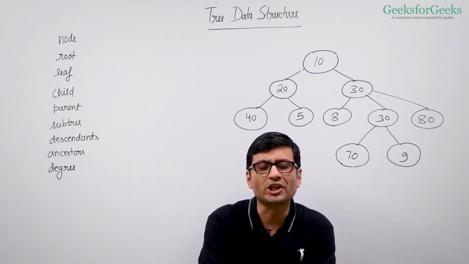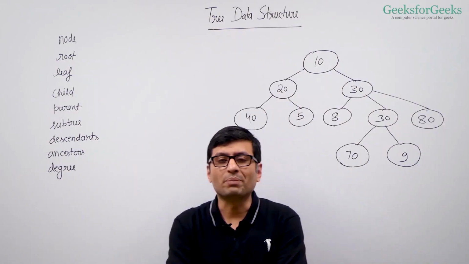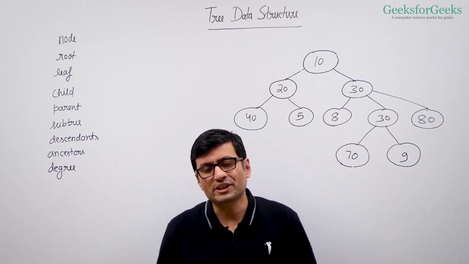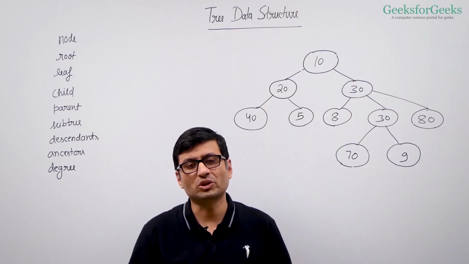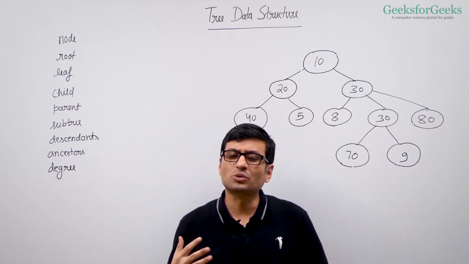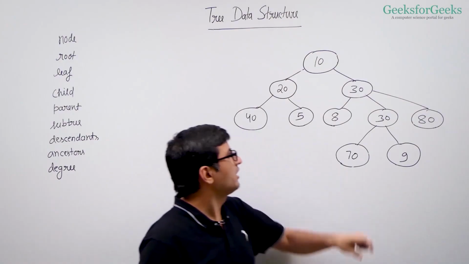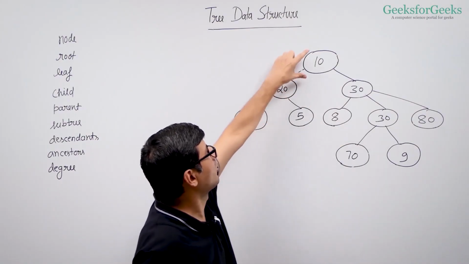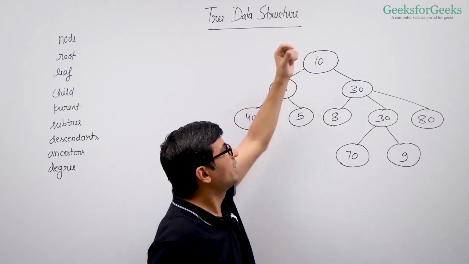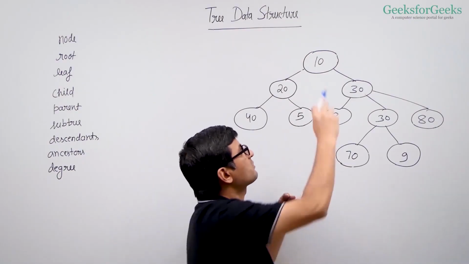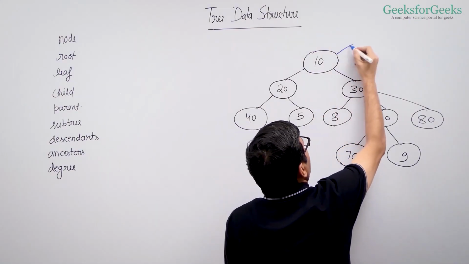Tree is a non-linear data structure. If you compare tree with the previous data structures, all the previous data structures store the data in sequential fashion. Tree stores the data in hierarchical fashion. All the items that we see in this tree are called nodes of the tree. And at the top of the hierarchy, we have root node. This particular node, which is at the top of the hierarchy, is called root.